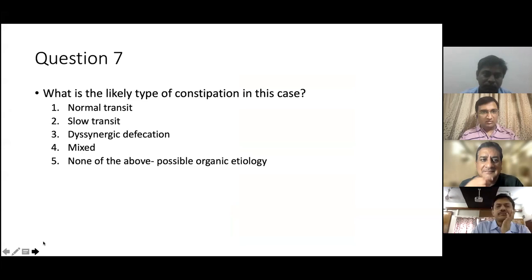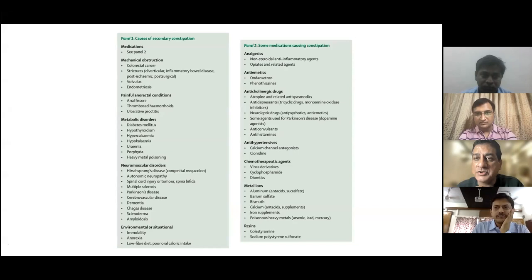So, coming to the last poll question. Just one point out here. Yes, sir. This is really important, to look at drugs. Drug may not be the only cause of constipation in a given individual, but the drug might be precipitating, like a second hit.